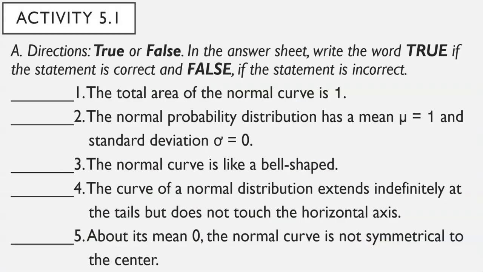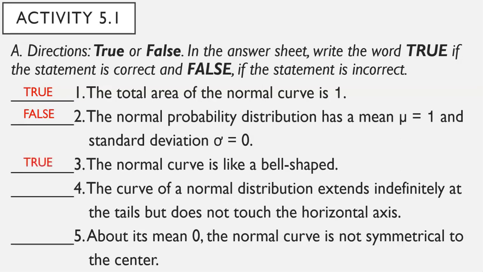Now let's have an activity. True or false? In the answer sheet, let's write the word true if the statement is correct and false if it is incorrect. 1. The total area of the normal curve is 1. The correct answer is true. Number 2. The normal probability distribution has a mean equal to 1 and standard deviation equal to 0. That is false. 3. The normal curve is like a bell shape.